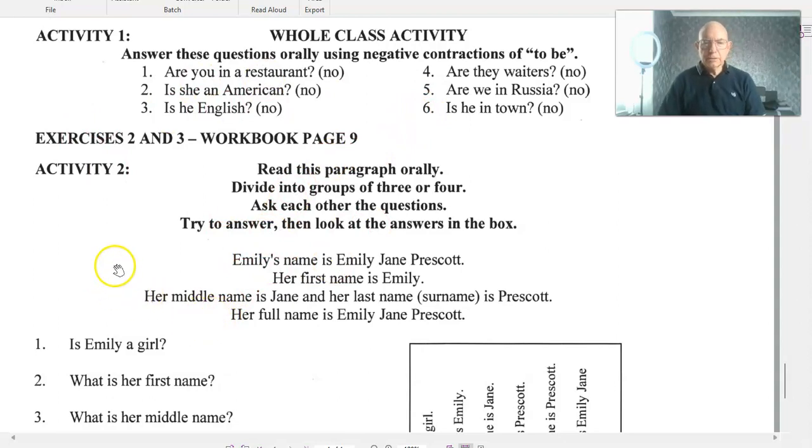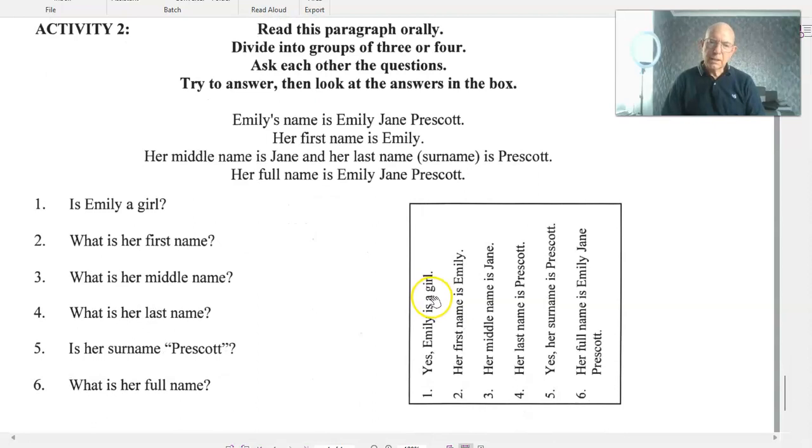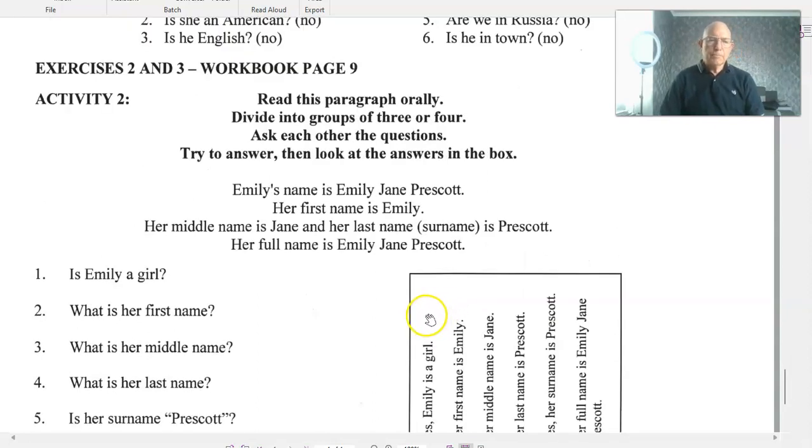So is Emily a girl? And your response, if you look in the box, you'll say yes, Emily is a girl. Yeah, they're doing it short. Yes. What is her first name? Her first name is Emily. What is her middle name? Her middle name is Jane. What is her last name? Her last name is Prescott. Is her surname Prescott? Yes, her surname is Prescott.